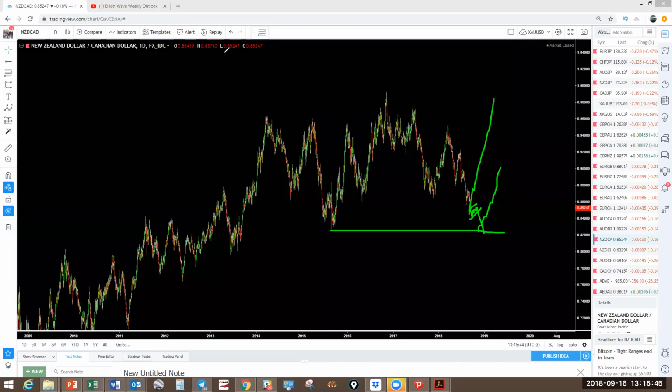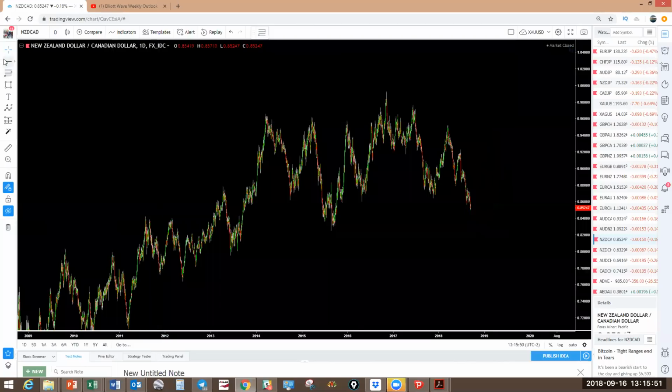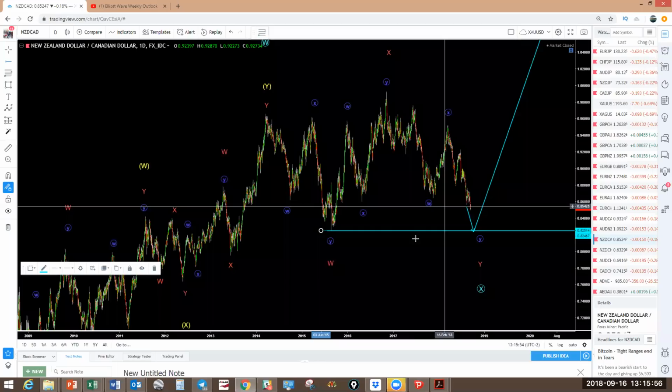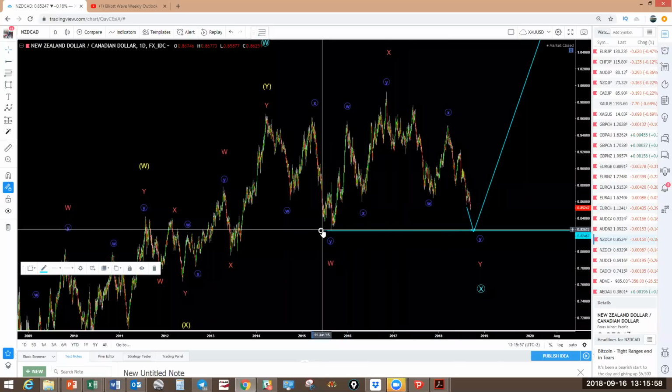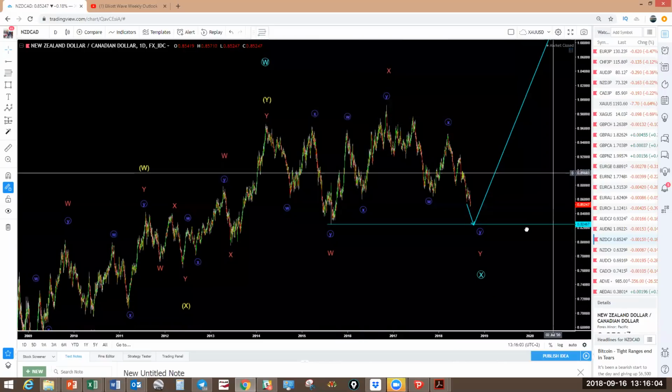So that is New Zealand CAD. New Zealand CAD looking into the lower time frame. Let me put in the line that you're targeting there. On New Zealand CAD, this is where you're targeting. You can see this is not a support or resistance level. It is actually an area where you expect the structure to complete.